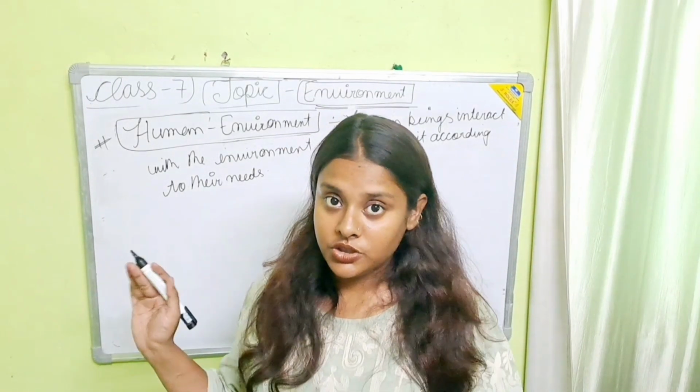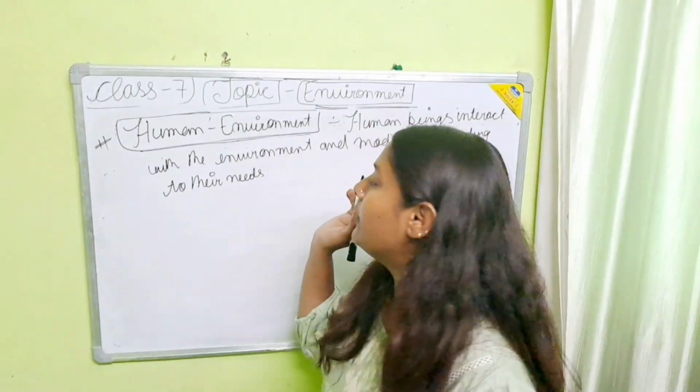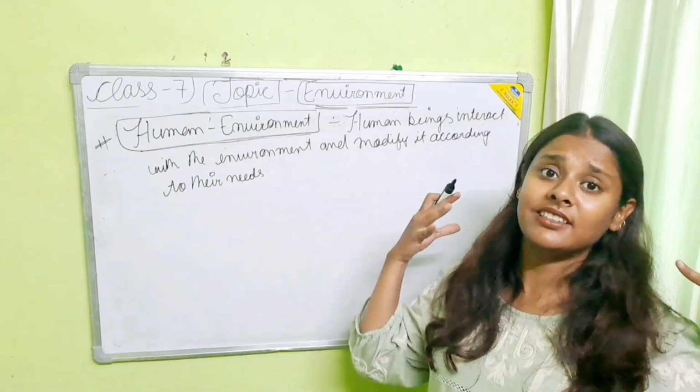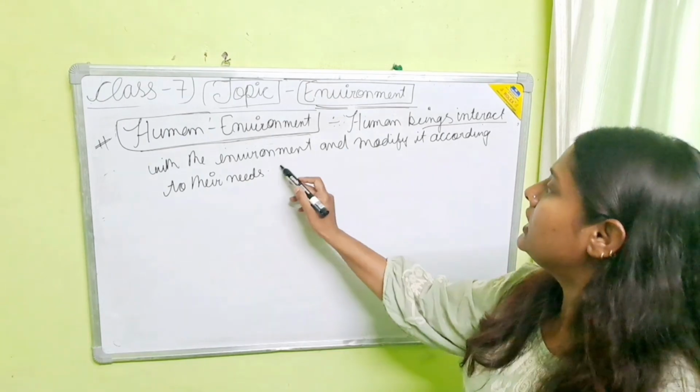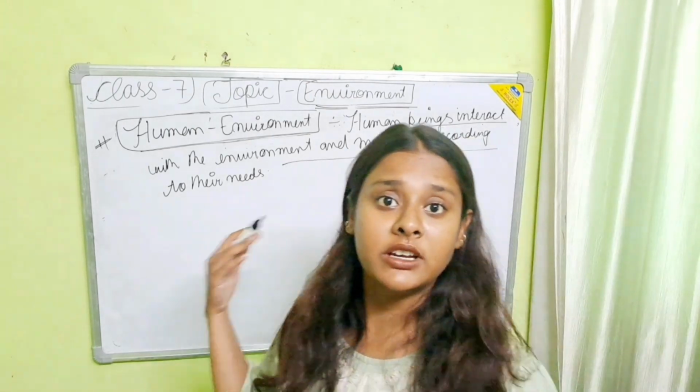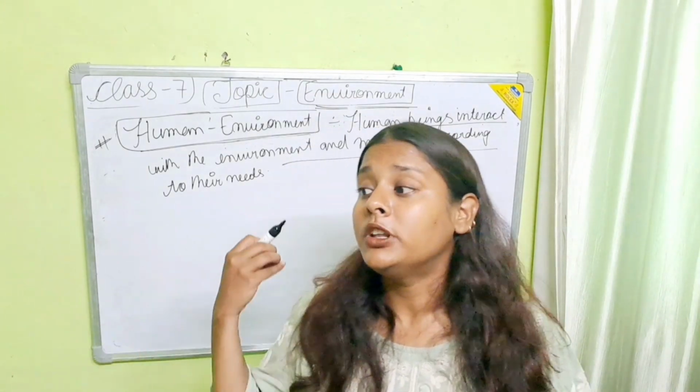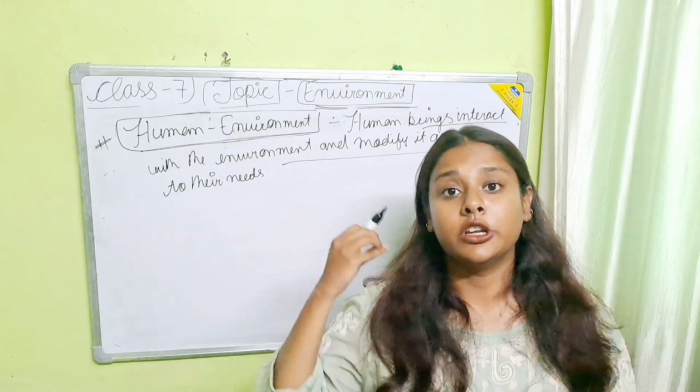After natural environment, human environment. Human environment is the environment that is created by humans. Human beings interact with the environment and modify it according to their needs. As I told you, humans used to modify the environment according to their needs.